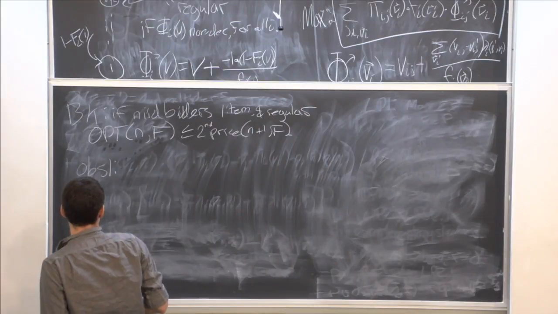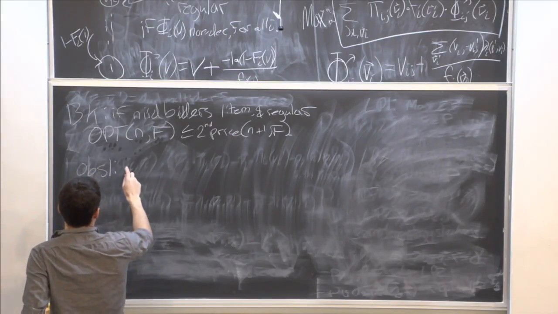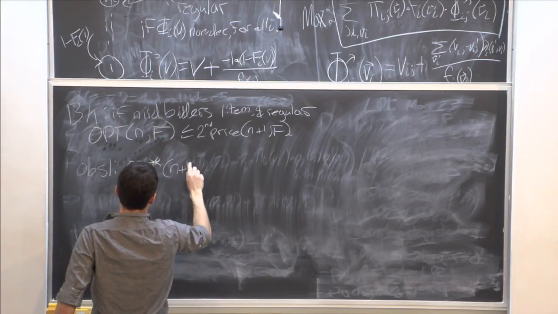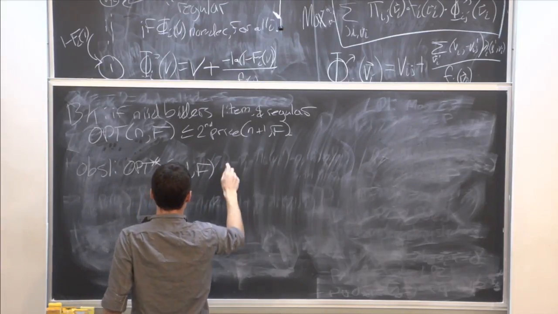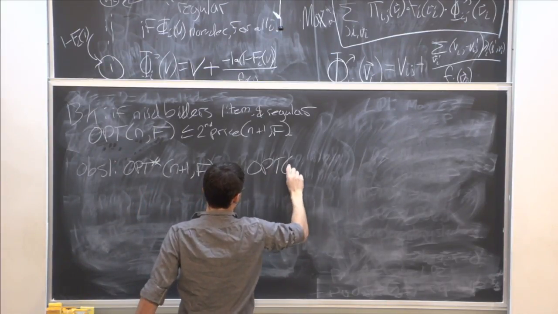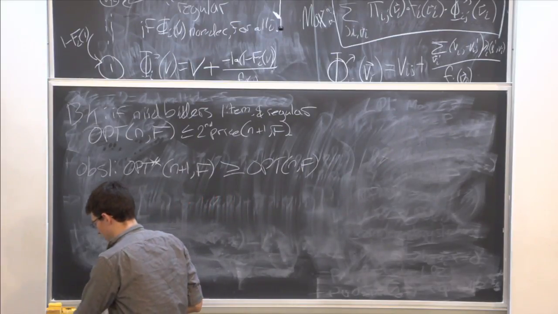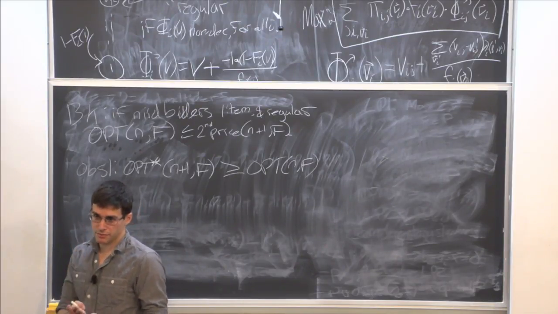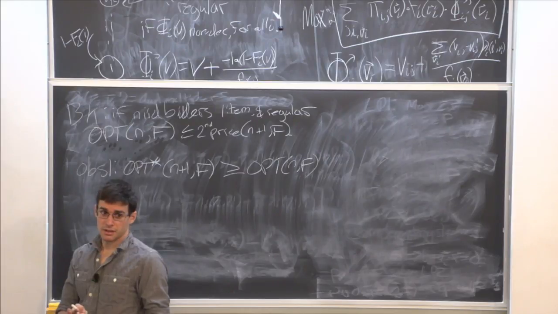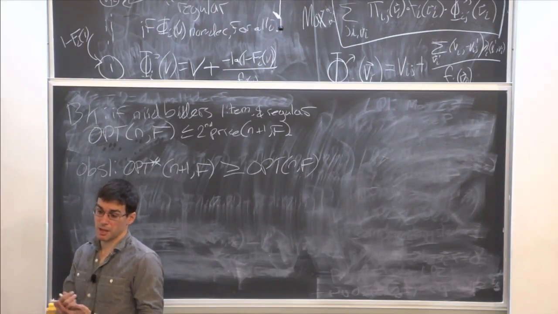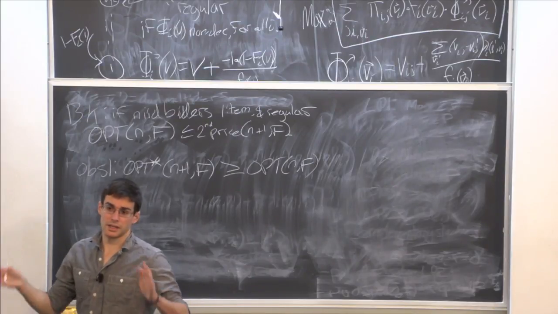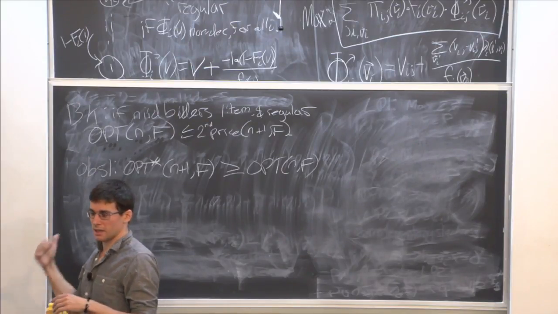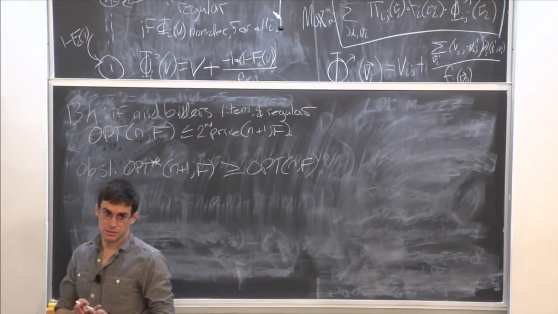Observation 1 is that opt star of n plus 1, f is at least opt of n, f. So what is opt star? You can use any mechanism you want, but you have to always give the item to someone. With opt, sometimes if everyone's value is too low, I would prefer not to sell it, because I can charge other people in the population more. Opt star just says you have to give the item to someone.